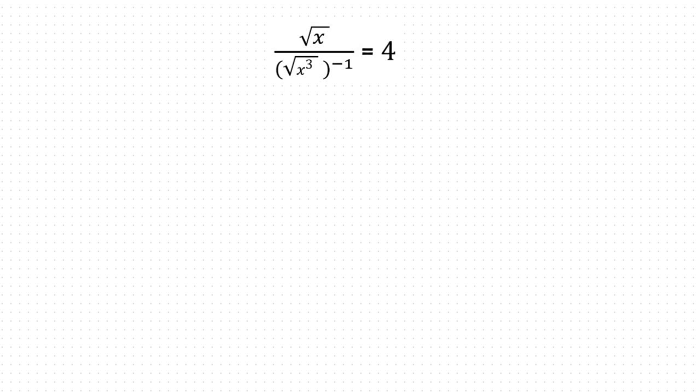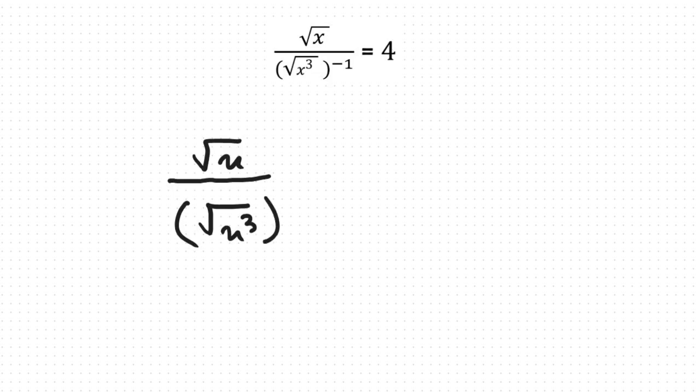We have a nice equation problem here. Let us solve this for x. The given equation is square root of x divided by square root of x cubed to the power minus 1 equals 4.